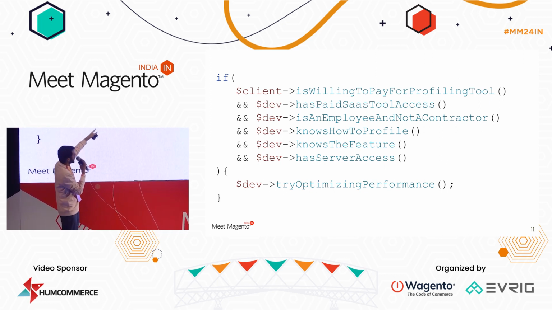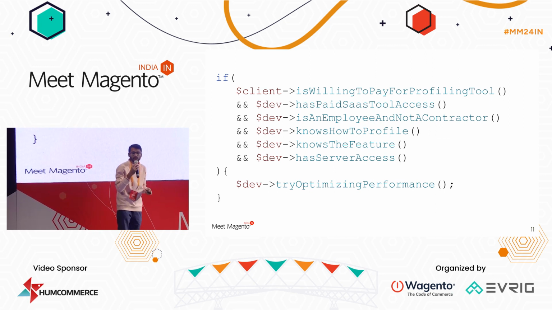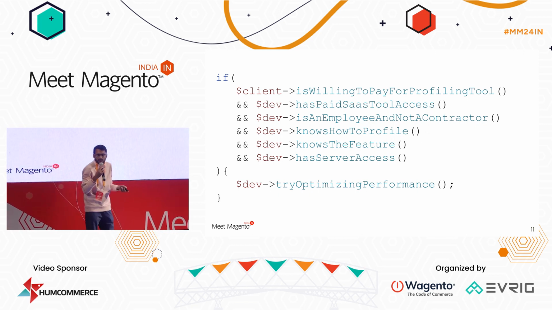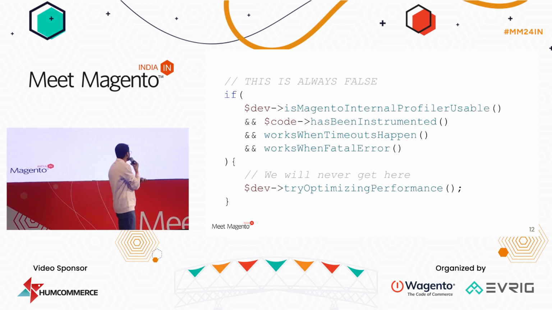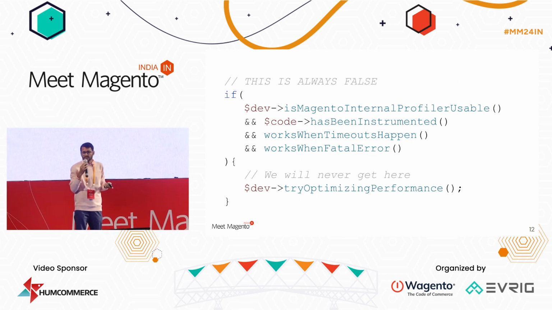The client must be willing to pay for the license fee. Then if the developer I'm working with is a contractor, my company is not going to buy a license for them, right? Then, if you don't frequently profile, you're not going to be able to quickly read the profile when you need it. Then, if you have New Relic on the server, you still need server access, right? Which means I can't delegate it to somebody else.